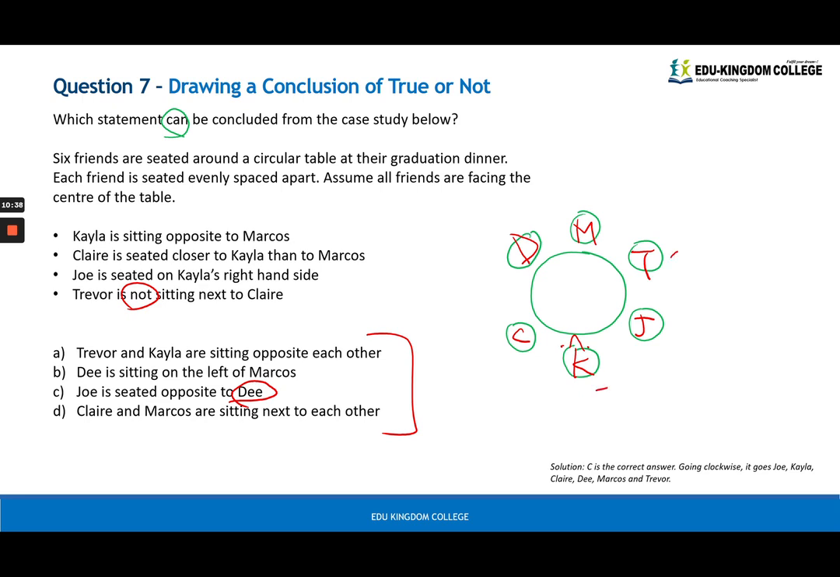Trevor's here, Kayla's here, so A's out. D is sitting on the left of Marcos. So Marcos, remember, is facing this way. Okay, these are his eyes. He's facing inwards. Okay, like that.